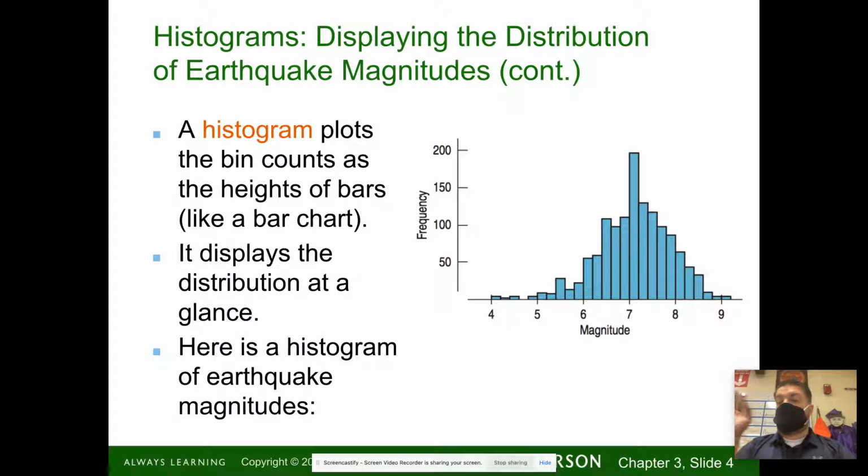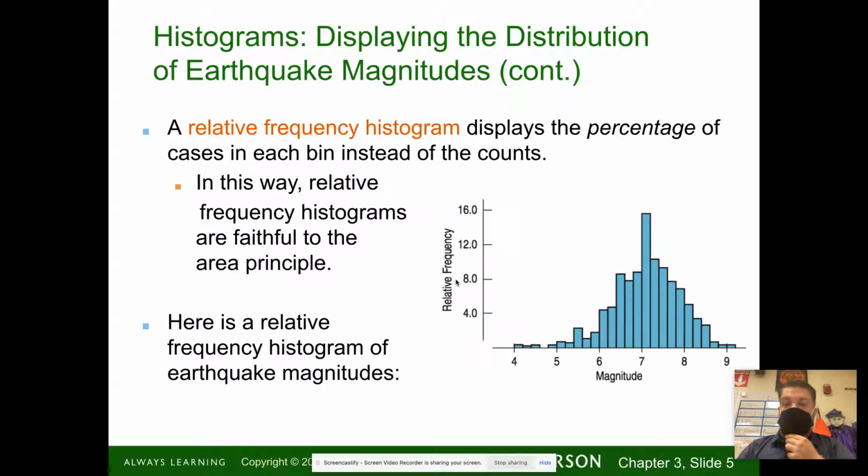But basically, there's going to be a mean or a median or a mode, and that's usually a measurement of some sort of center, and then it's symmetrical about that center. So the histogram plots the bin counts as the height of the bars. It's a lot like a bar chart, but it displays the distribution at a glance, okay? Here's the histogram for the earthquake magnitudes.